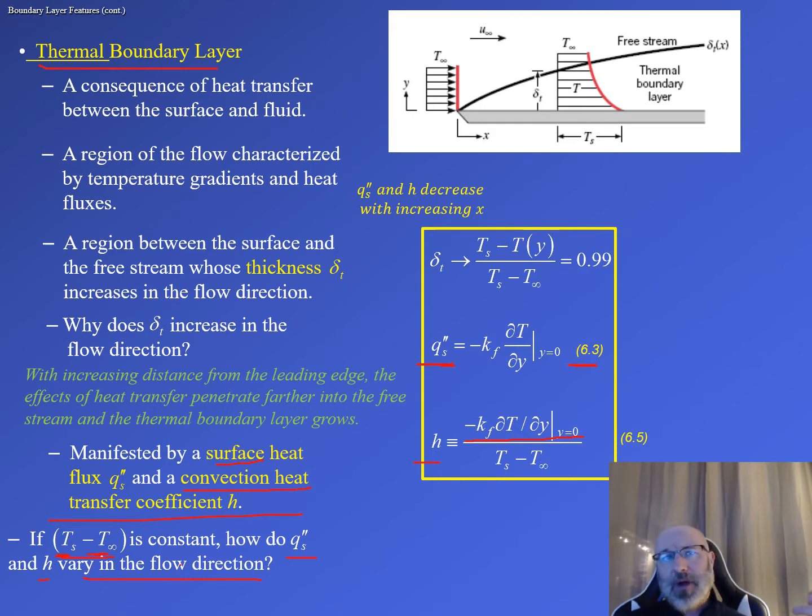Well, the way we can think about this is, since that temperature difference right here is constant, that means it's going to be independent of our direction x. So while our delta t increases with increasing x, our temperature gradients at the boundary layer must decrease with an increasing x. Therefore, accordingly, the magnitude is going to decrease with an increasing x, and therefore it'll show us that our q sub s double prime, or our surface heat flux right here from equation 6.3, and our h values are going to decrease with our increasing x as well.